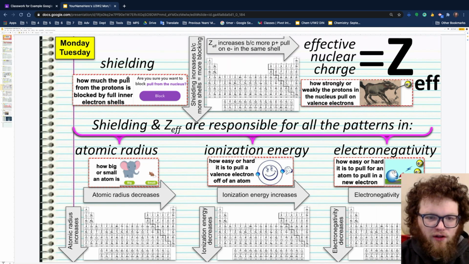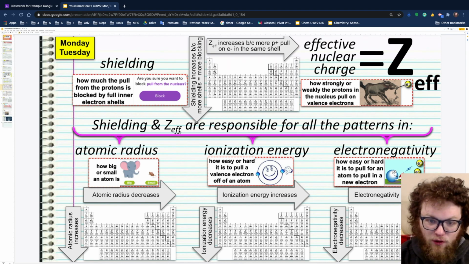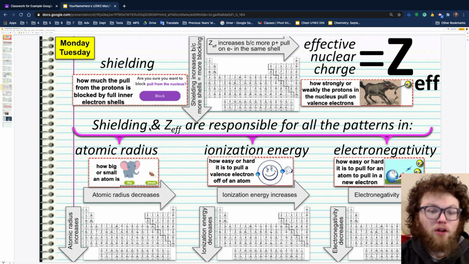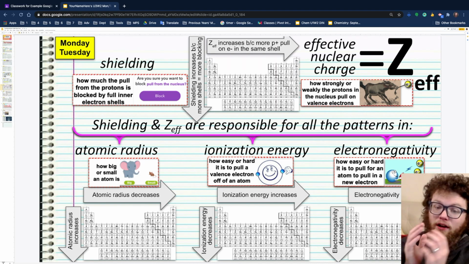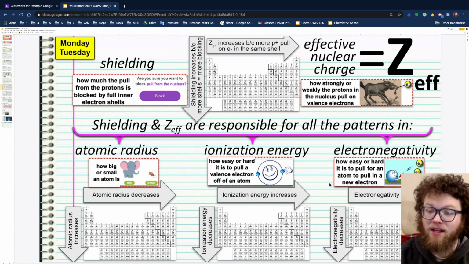So shielding is how much the pull from the protons is blocked by full inner electron shells. Effective nuclear charge is how strongly or weakly the protons in the nucleus pull on valence electrons. You can see this donkey pulling on this valence electron, trying to keep it in. Shielding and effective nuclear charge are responsible for the patterns in atomic radius, how big or small an atom is. They are also responsible for the patterns in ionization energy, or how easy or hard it is to pull a valence electron off of an atom. And they are responsible for all the patterns in electronegativity, or how easy or hard it is for an atom to pull in a new electron.